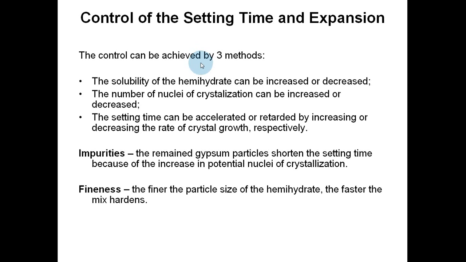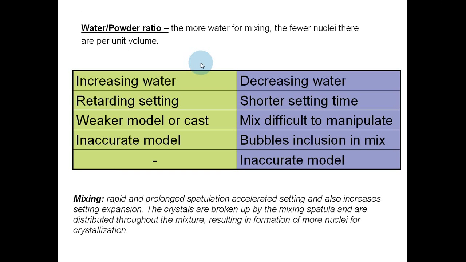Impurities. The remaining gypsum particles shorten the setting time because of the increase in potential nuclei of crystallization. Fineness. The finer the particle size of the hemihydrate, the faster the mix hardens. The water to powder ratio. The more water for mixing, the fewer nuclei there are per unit volume.